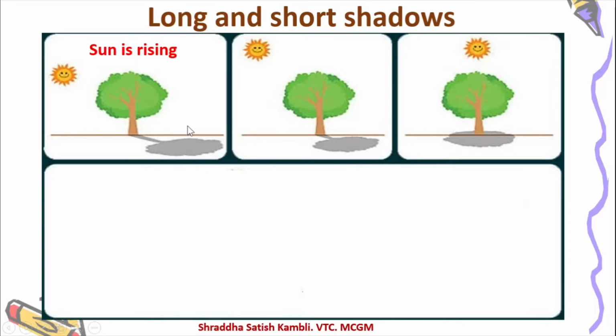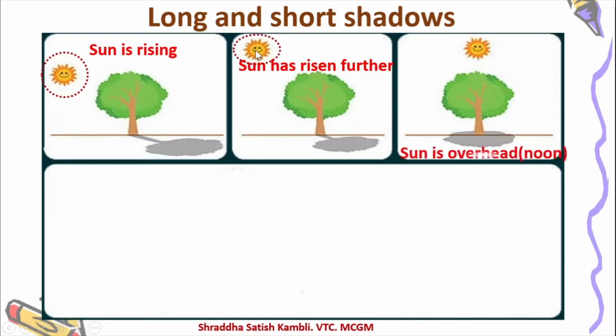Alright, and then here the sun has risen. See, this is the sun. The sun has risen a little further. So from here, the sun has come here. And you will also see that the shadow has become a little smaller. Can you see the shadow here? See, the shadow has become a little smaller. Here the shadow was bigger. Here the shadow has become a little smaller. And the shadow has also moved.